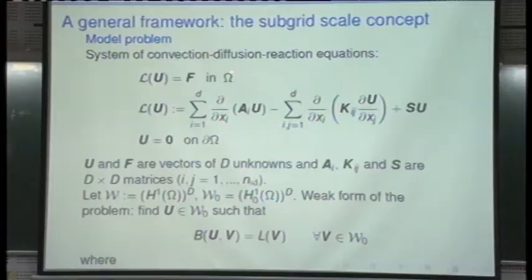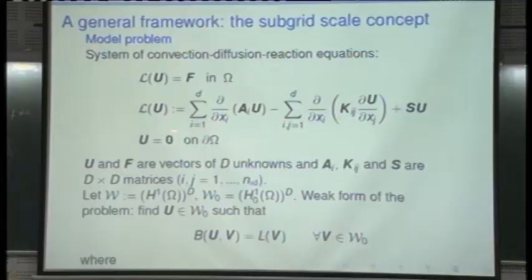So that's a general system of convection diffusion reaction equations. I have taken the simplest boundary condition, u equal to 0 on the boundary, which is not always possible. Who can tell me under which condition I can prescribe all the components of u equal to 0 on the boundary? Who tells me under which condition of the differential operator is it possible to prescribe all the components of u? Under which condition of the coefficients that you see in this expression? Who can tell me that?